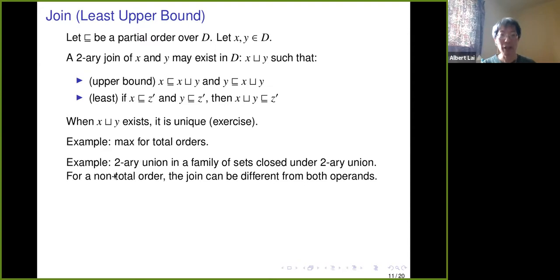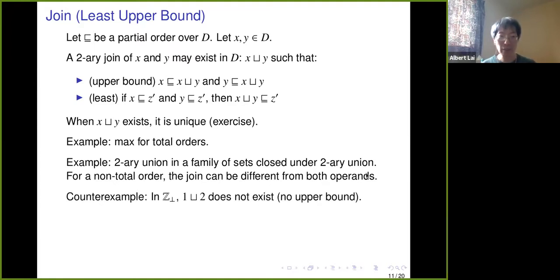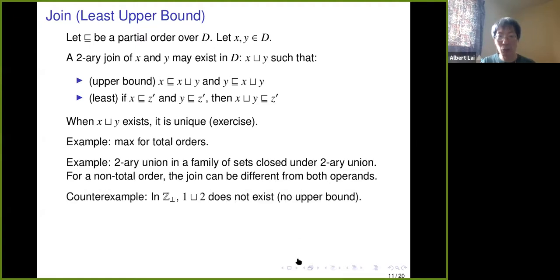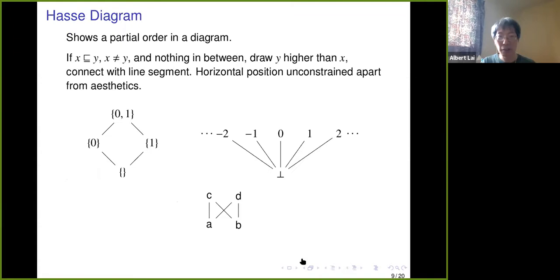But when you have a non-total order, and you know this from your experience playing with set unions, the answer of the join can be very different from both operands, can be more than both operands, right? And sometimes a join does not exist. For example, in our information order for the integers and bottom, if you take 0 and 2, or take 1 and 2, there's no upper bound at all. Okay, so that would be one way a join does not exist.